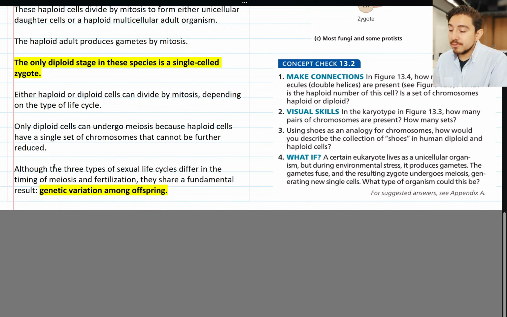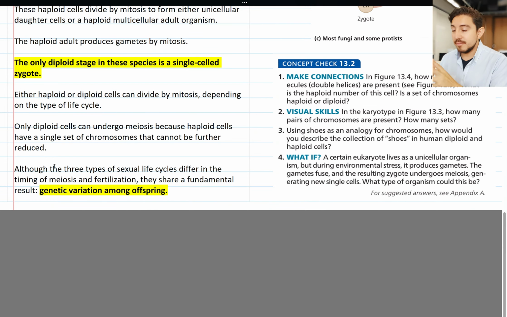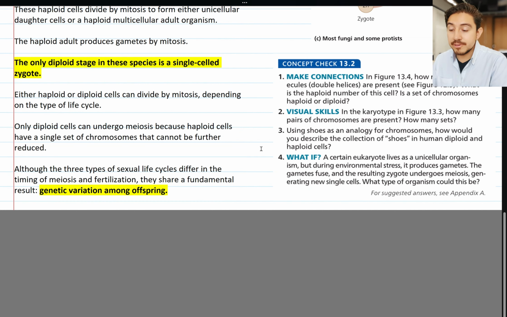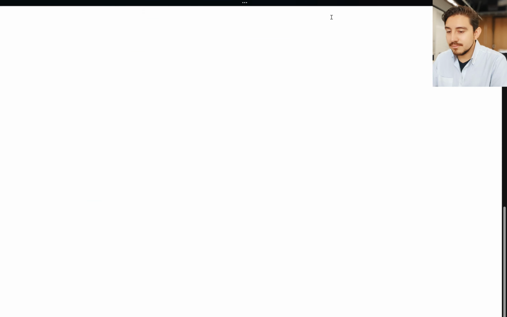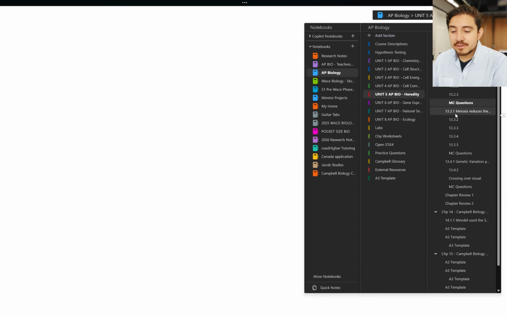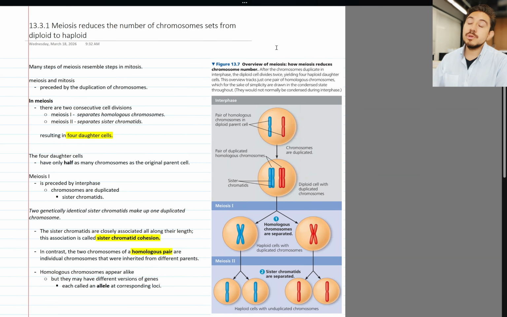All right. So, although the 3 types of sexual life cycles differ in the timing of meiosis and fertilization, there is something critical that always happens, which is genetic variation. And that is probably the single most important thing about sexual reproduction. You want to have offspring that are different genetically from the parent, because as we're going to see later on, some of the main reasons are for survival. So in the next video we're going to talk about section 13.3.